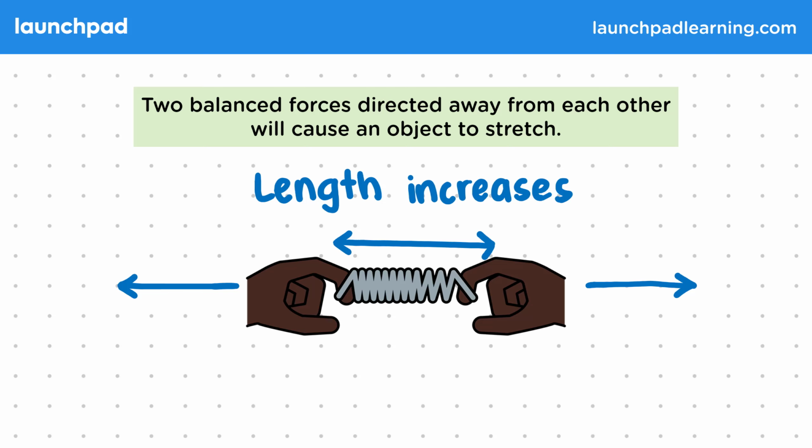For the spring, the stretching happens as the coils move apart. But for an elastic band, it stretches by becoming longer and thinner. In fact, we can stretch pretty much any material by a small amount this way without breaking it.